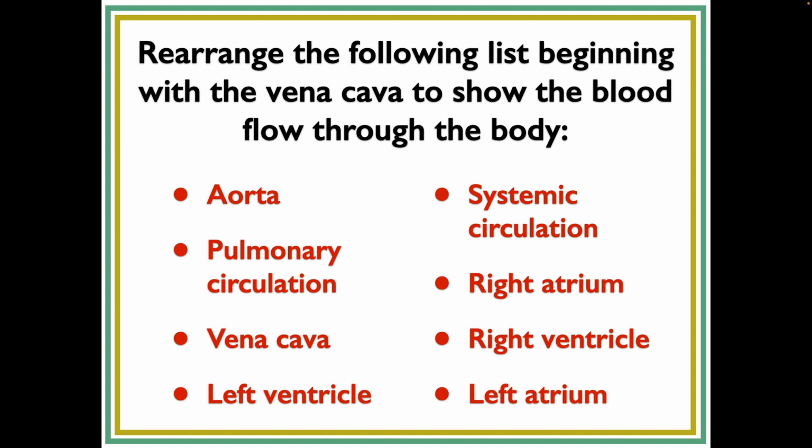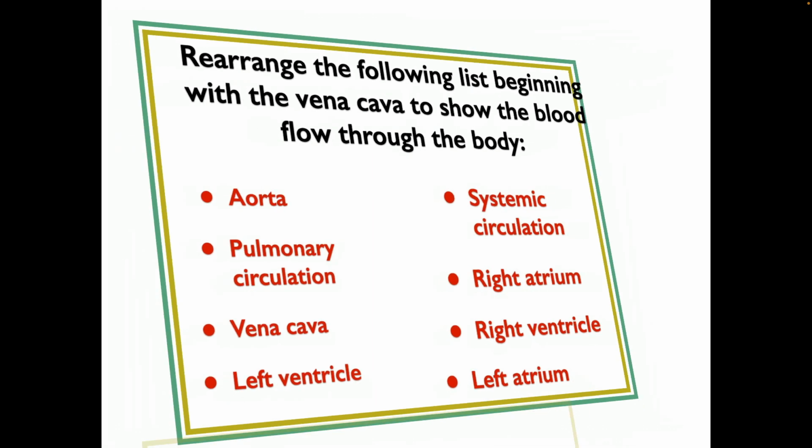Pulmonary circulation. Okay, and after it goes through the lungs and comes back into the heart, where does it go? Left atrium. Good, left ventricle, good, and then to the systemic circulation. Good. And which is the very large vessel that from the left ventricle goes to the body? Aorta. Perfect, okay.